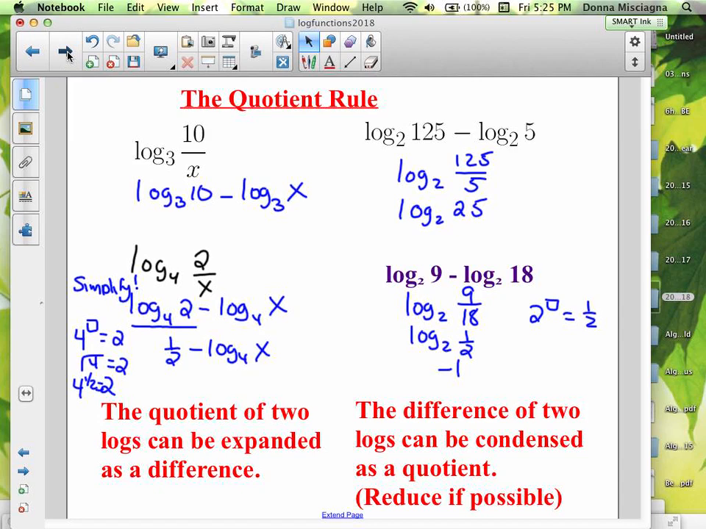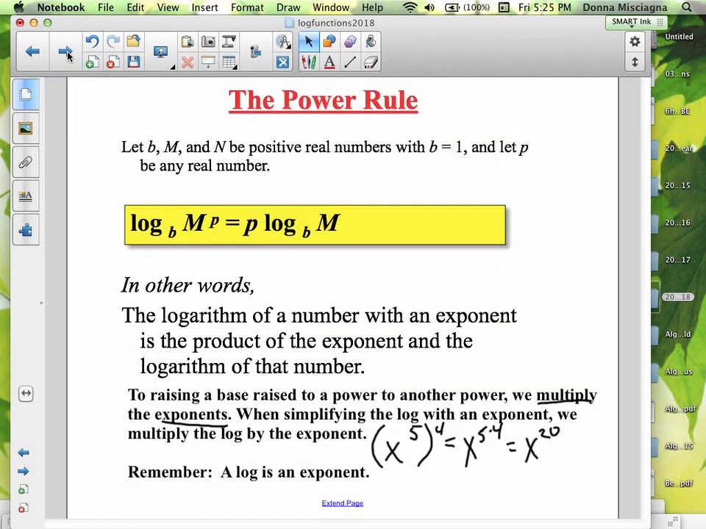And we have one more rule, and that is the power rule. Right, so let b, m, and n be positive real numbers with our base not equal to 1, and let p be any real number. Obviously, our base can't be 1. Otherwise, just like we can't have 1 as a base on an exponent, we can't have 1 as a base on a log, because 1 raised to any power is just 1. That's very, very boring. So that's just a horizontal line. That's nothing exciting at all.